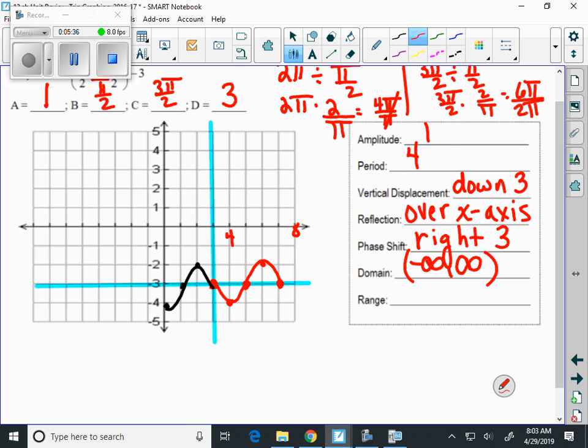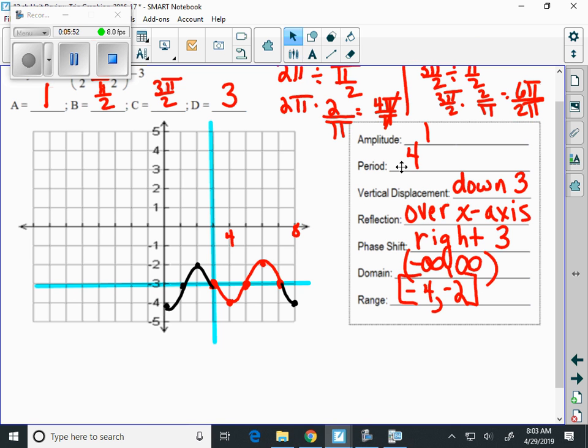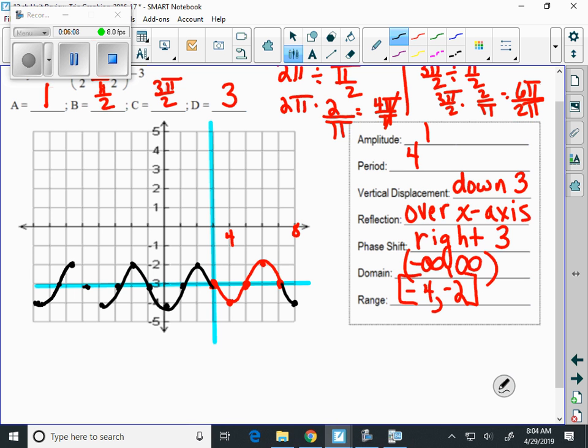Our range here, we might as well finish this over here. Our range is from negative 4. Remember, you start from low to high. Negative 4 to 2. And then we can keep copying the pattern now of our graph. Easy enough to go from one end of the graph to the other.